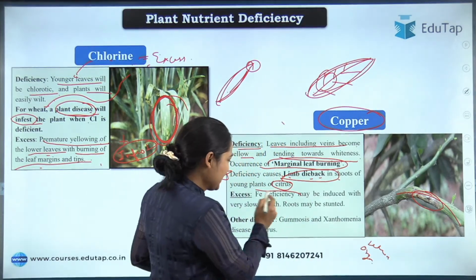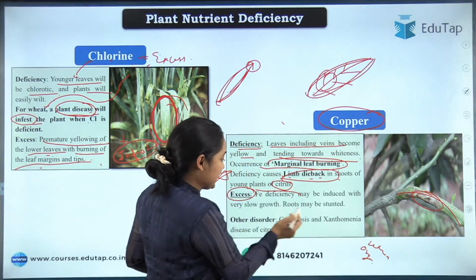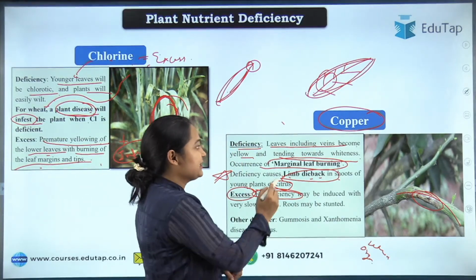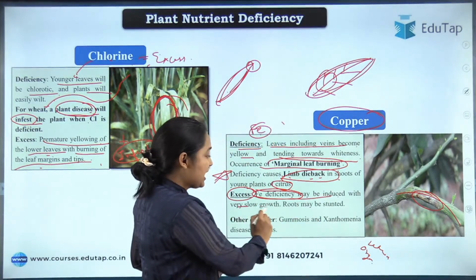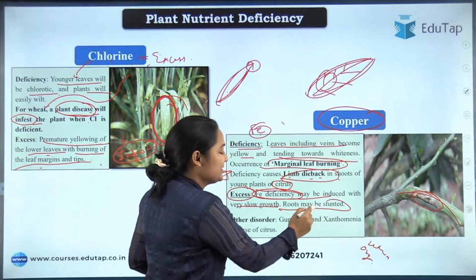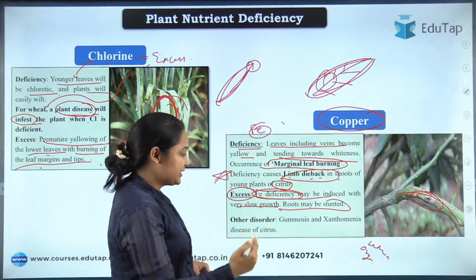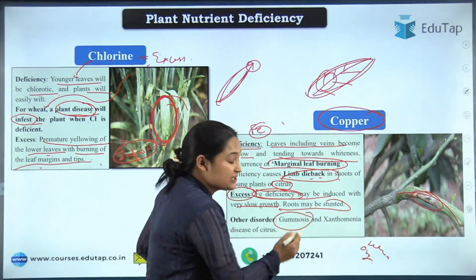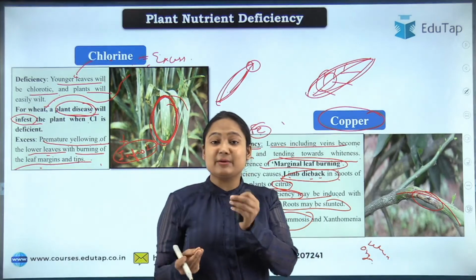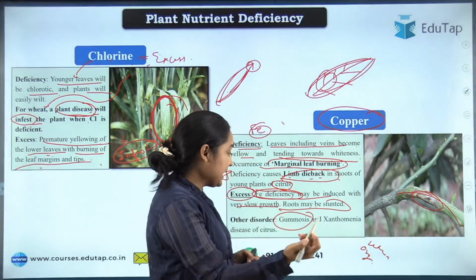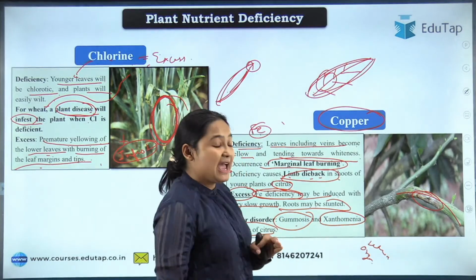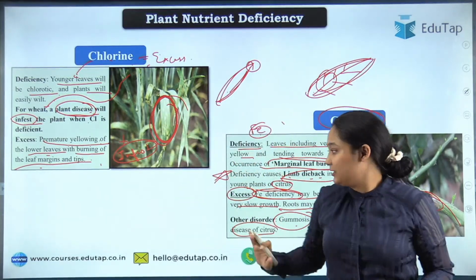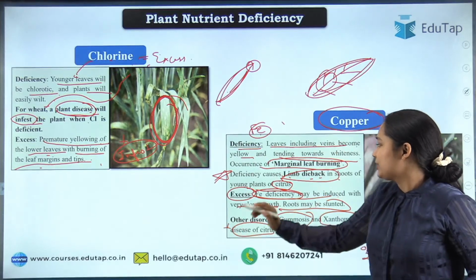Okay, so what happens if the copper is in excess? Fe deficiency is there. Fe is your iron, so iron deficiency may be induced, slow growth will be there, and roots will be stunted. Then the other disorder that can happen is gummosis. You know, a gum-like structure sometimes comes in the plant. That is called gummosis, or xanthomania, a disease of the citrus. These two also happen, but these are again not important for your exam.